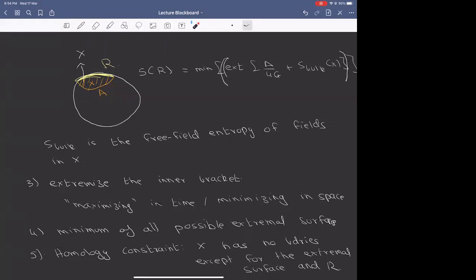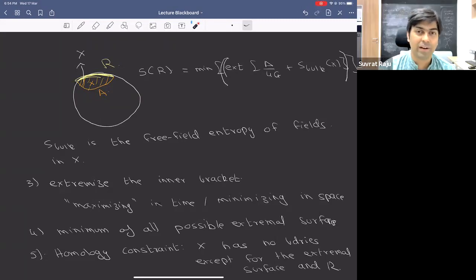I'm not sure about the maximum in time and minimum in space. Can you clarify that a bit? Sorry, I was just saying, why didn't I write minimum? Why did I write min of X? I was just trying to explain that. This is within quotes. The rule is not that you should do this. The rule is just look for an extremal surface.